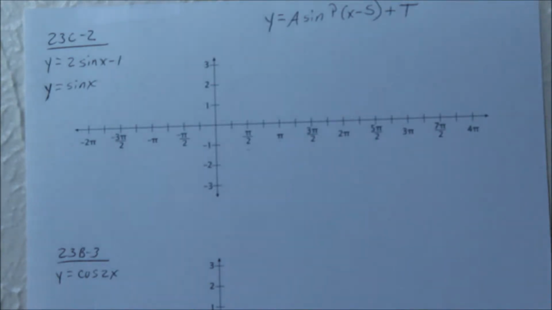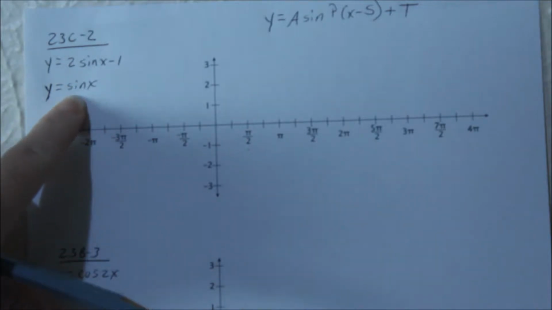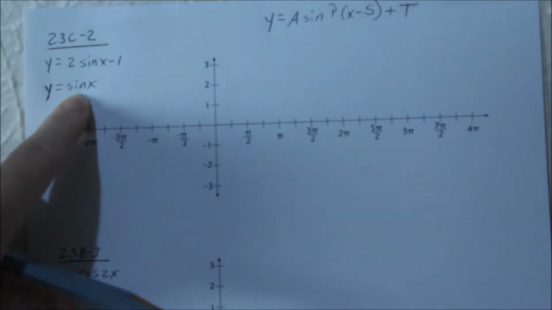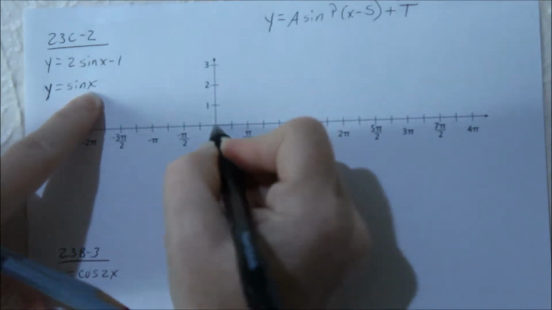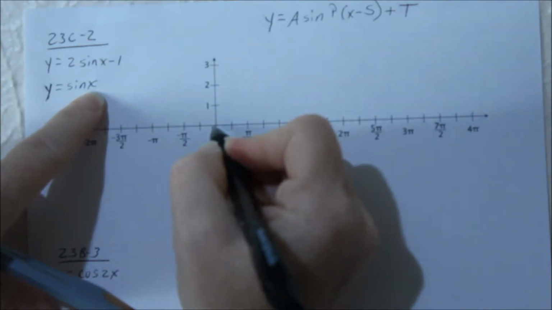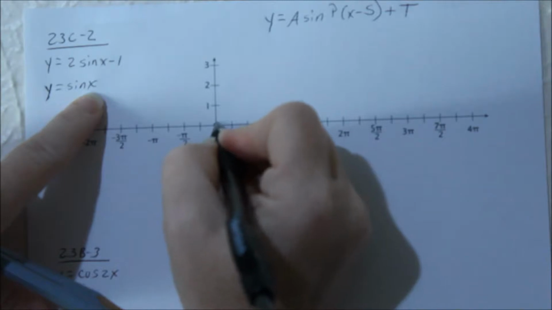Always do that. Always do cosine or sine first. So since this is sine, we're just going to graph y equals sine x. In other words, let's start here at the origin. If I put in 0 for x, sine of 0. What's sine of 0? 0.